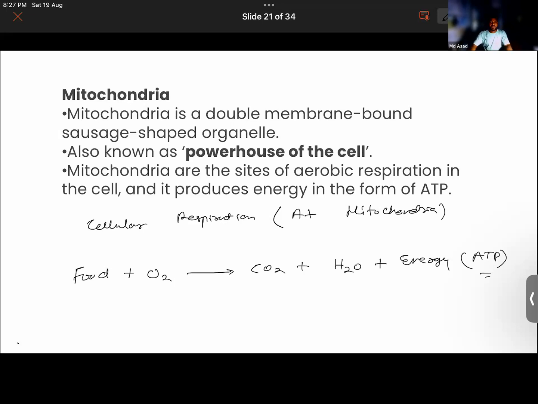Now you will see that certain cells have a greater energy requirement, like muscle cells, like the heart cells. Heart cells have to continuously pump blood, so they need much more energy. Like the liver.